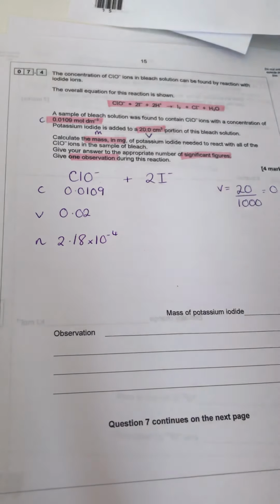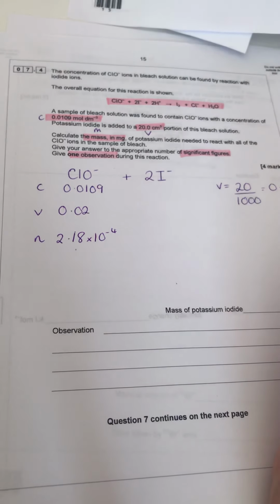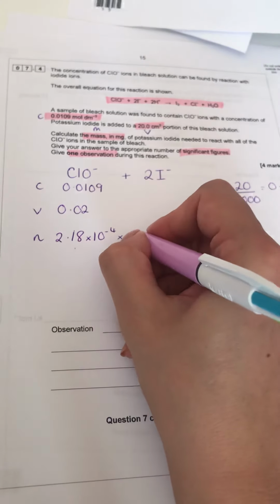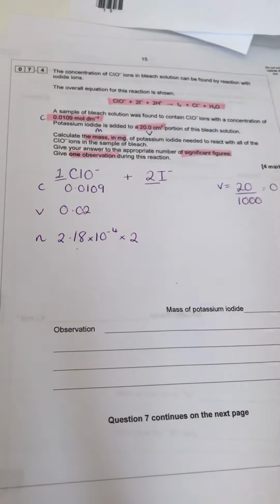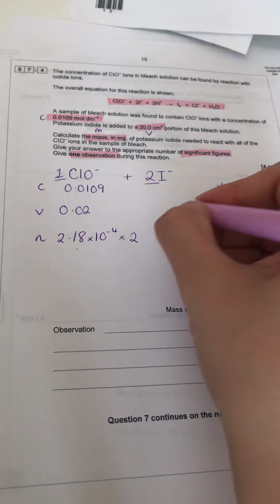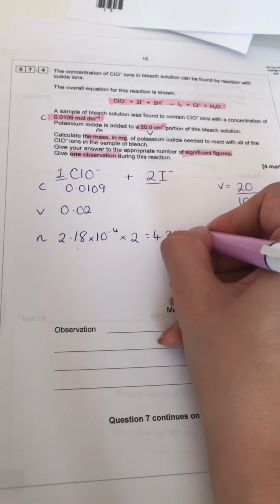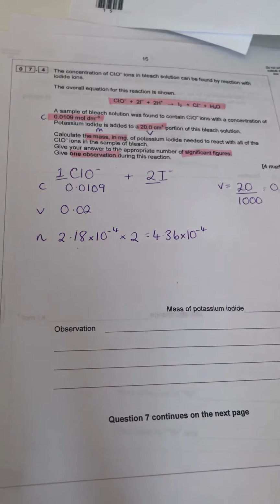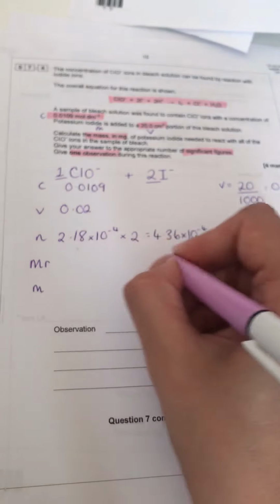Now, if I have the number of moles of that, I can work out the number of moles of iodide ions as well by taking that number and multiplying it by 2, because I can see there is a 1:2 ratio of chlorate ions to iodide ions, which gives me 4.36 times 10 to the minus 4. Now what I actually want to work out here then is the mass of iodide ions. So if I want to work out the mass, I'm going to need the molecular mass to do so.